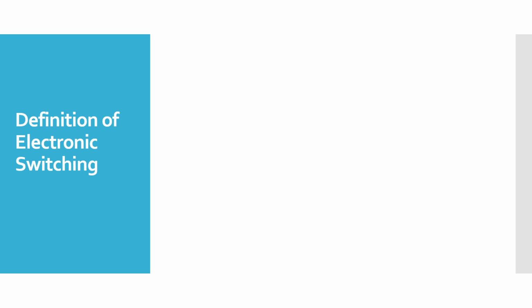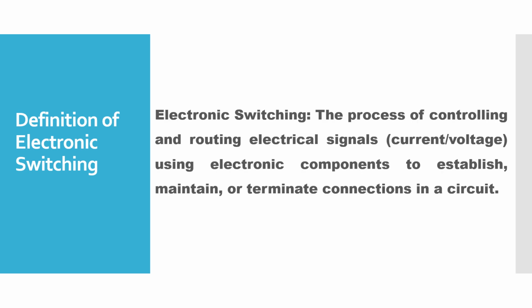The fundamentals will be exposing us to what electronic switching is. As you can see, it's just controlling an electrical signal, controlling current and voltage using electronic components, to establish, maintain, and control the activity: switching on, off, fast, slow.